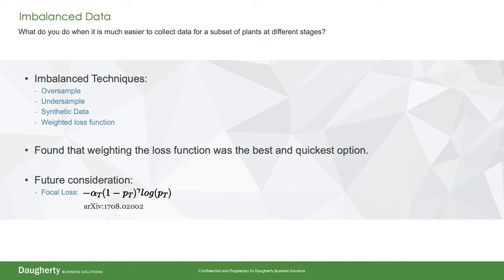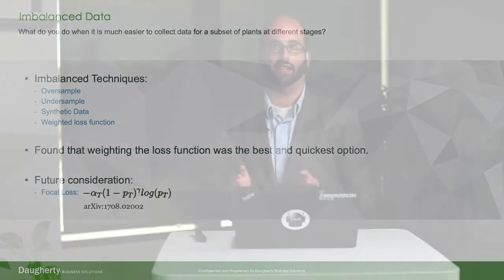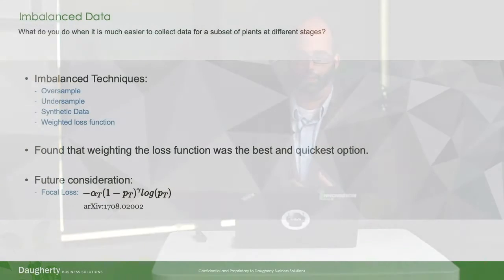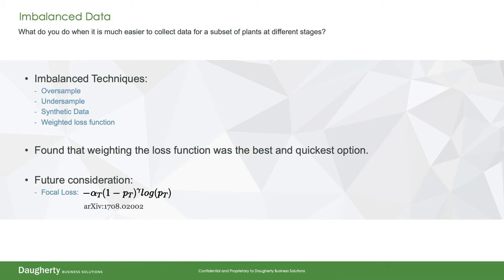That limited the availability of images. So for certain stages of growth, we had a ton of data for one type of plant. Others, we had fewer. So this led to a lot of imbalanced data. So we looked into multiple imbalance techniques: oversampling, undersampling, we created synthetic data, and then we even weighted the loss function.